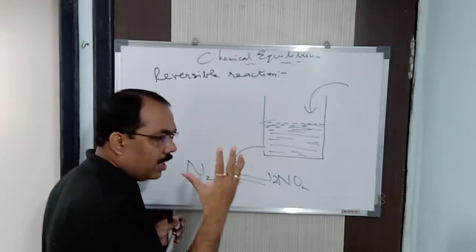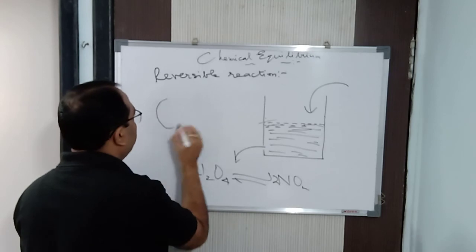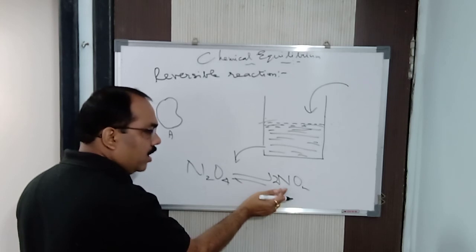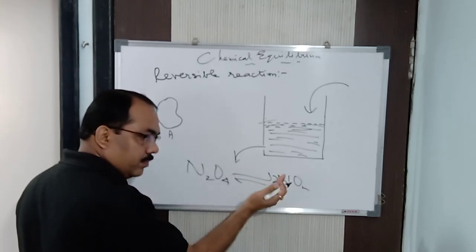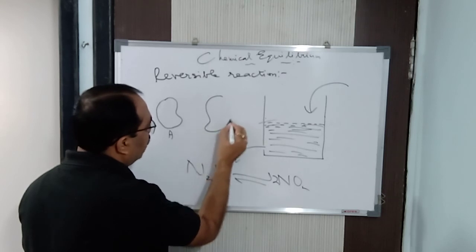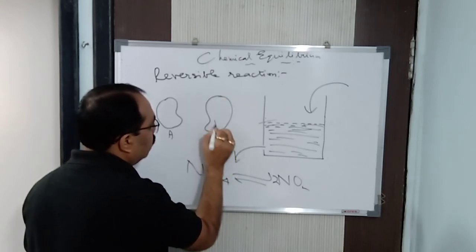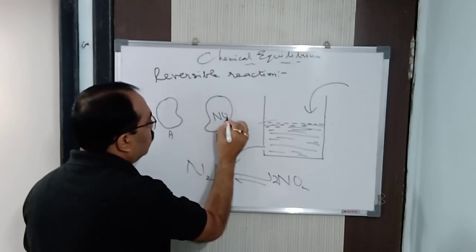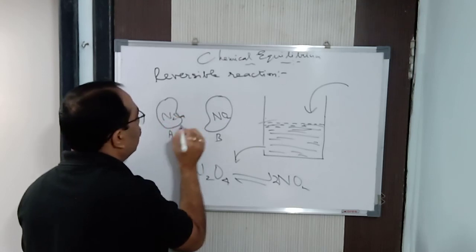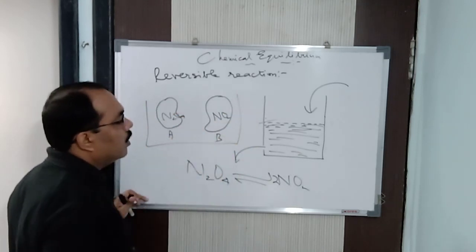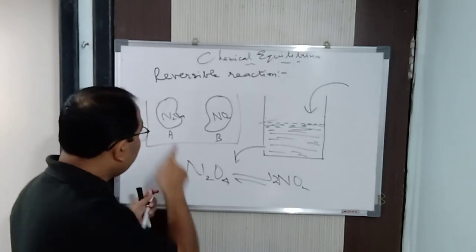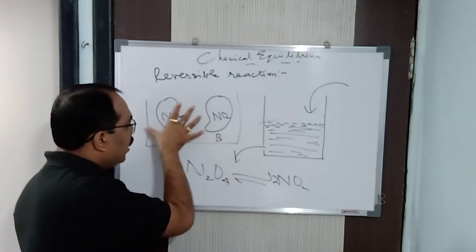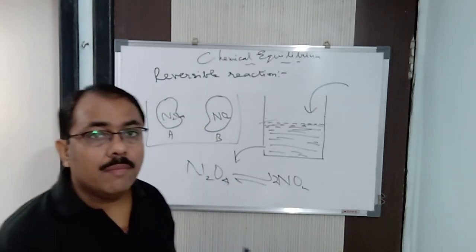Now the glass bulb A, which contains N2O4 gas, becomes reddish brown after some time. And the glass bulb B, which contains NO2 gas, is also put into normal water. Now this attains equilibrium in the forward direction and this attains equilibrium in the backward direction. How do we come to know? The color in both glass bulbs becomes the same.